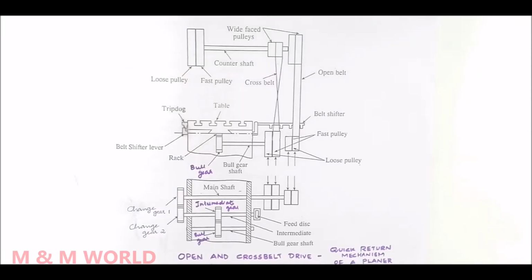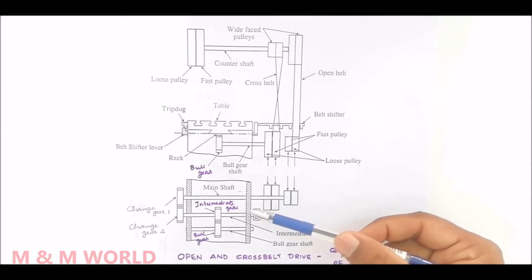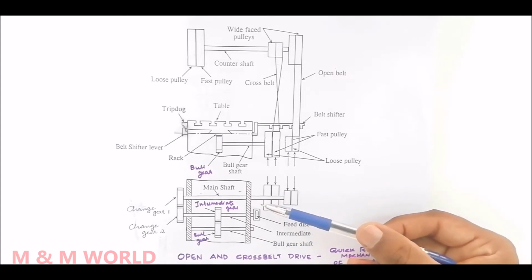Hello everyone. In this video we will study the table drive mechanism of a planer, that is, the open and cross belt drive. The open and cross belt drive of the table is used in a planer of smaller size where the table width is less than 900 mm. Here we can see the elevation and sectional plan of the mechanism, and the sectional plan shows the gearing arrangement within the bed.